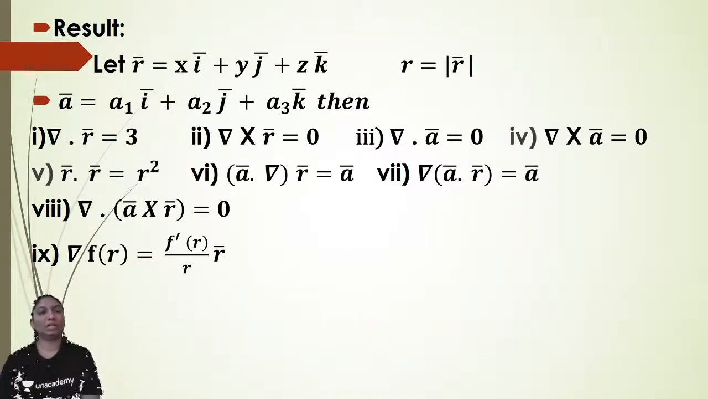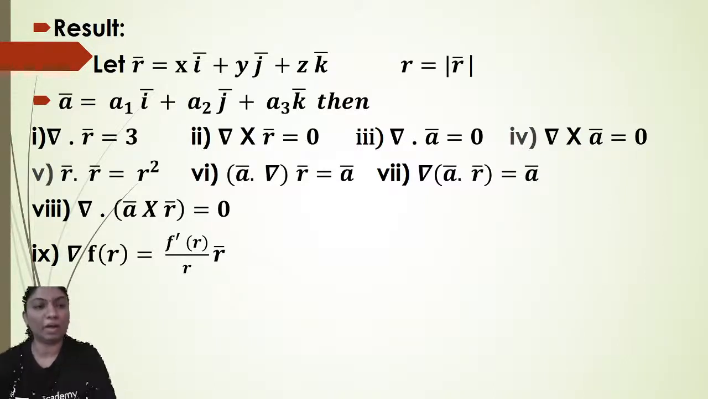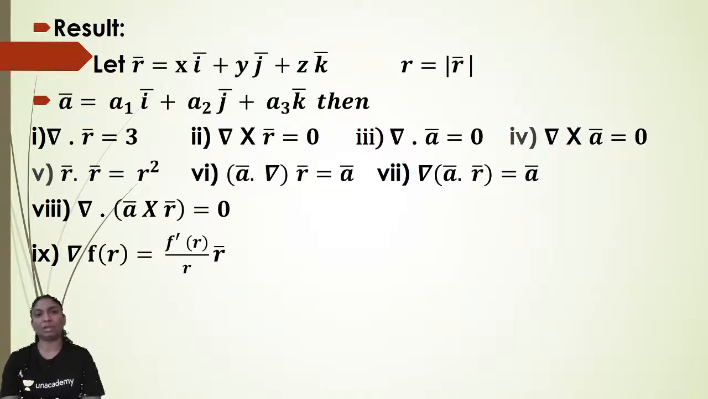So see the result. Let r bar is equal to x i bar plus y j bar plus z k bar, where r is equal to mod of r bar, and your vector a bar is equal to a1 i bar plus a2 j bar plus a3 k bar. Then we will get del dot r bar is equal to 3. Now we will see how it is simple.